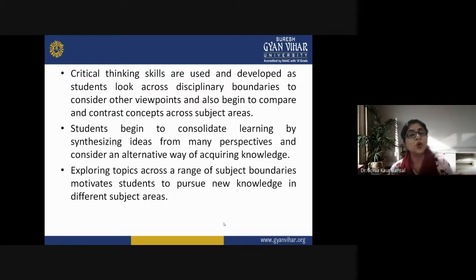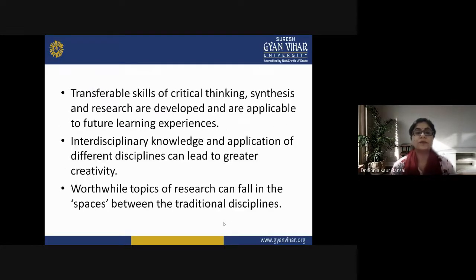It will motivate you as researchers to pursue new knowledge in different subject areas also, when you are covering them and when you are doing the research with your broad view. Okay, so transferable skills of critical thinking, synthesis, and research are developed and are applicable to future learning experiences.